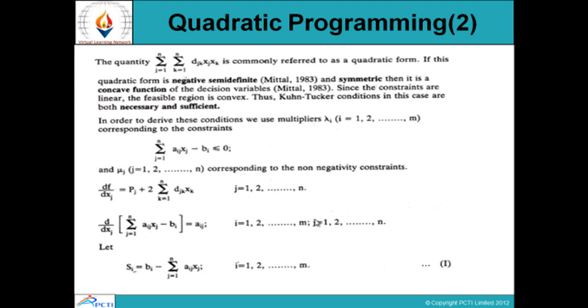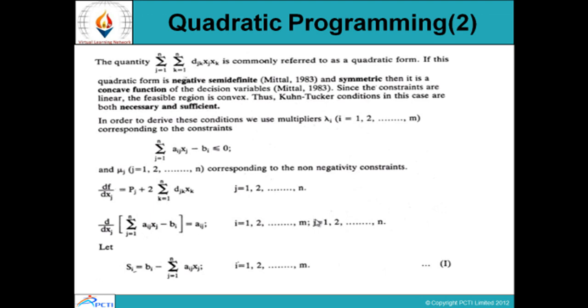In order to derive these conditions, we use multipliers lambda i, i equal to 1, 2, 3, 4 up to m, corresponding to the constraints, so summation of j equal to 1 to n aij xj minus bi less than or equal to 0, and mu j, j equal to 1, 2, 3, 4, 5 up to n, corresponding to the non-negativity constraints. Therefore, df upon dxj equal to pj plus 2 summation of k equal to 1 to n djk xk, where j equal to 1, 2, 3, 4 up to n.